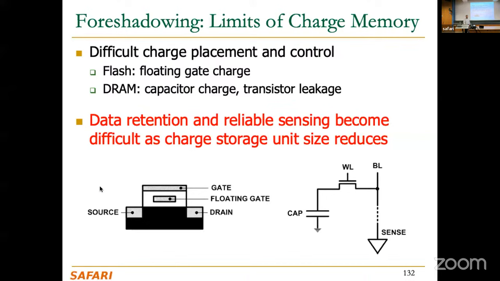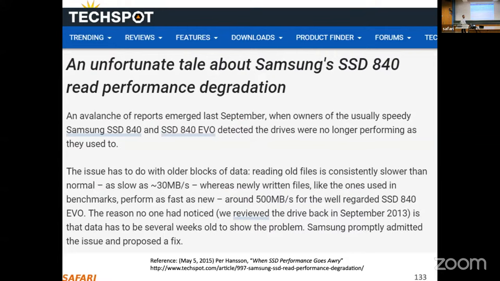And as flash chips scale, data retention and reliable sensing also get more and more challenging every day. This is because the size reduces, you have limited capacity here, and that becomes more prone to external noise. And you can see some blog posts talking about that as well.